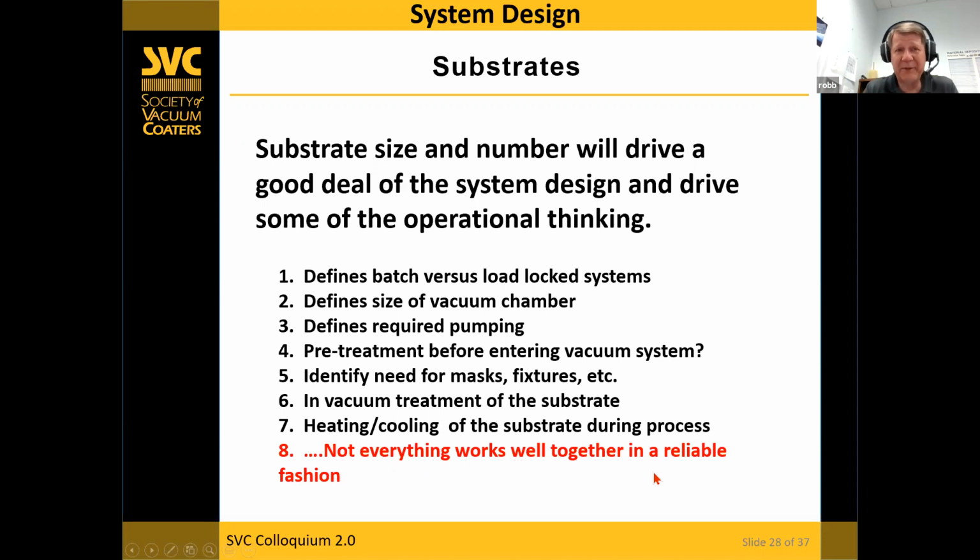The last point here: not everything works well together in a reliable fashion. That's true. Duane, elaborate on that. What do you mean by that? Trying to fit too many things into one function, like load locking large substrates, heating them to high temperatures, manipulating them with tilt, trying to combine things like heating and cooling into a substrate fixture. Yeah, it's all possible. Nearly anything is possible, but is it repeatable and is it going to be reliable?